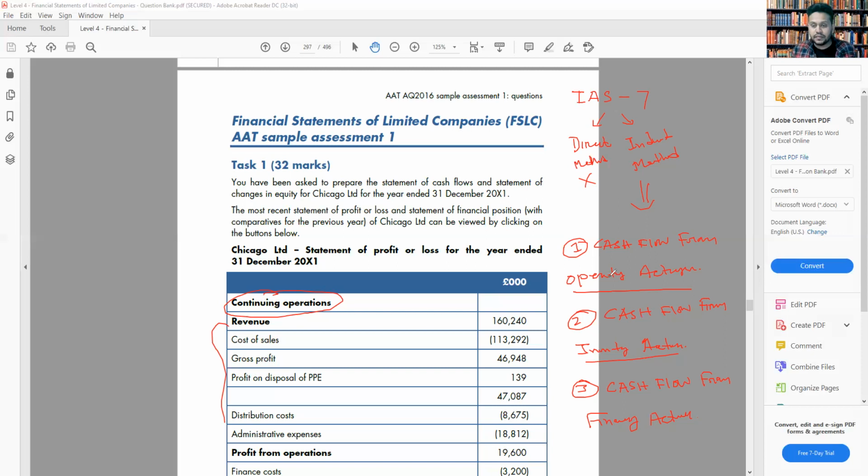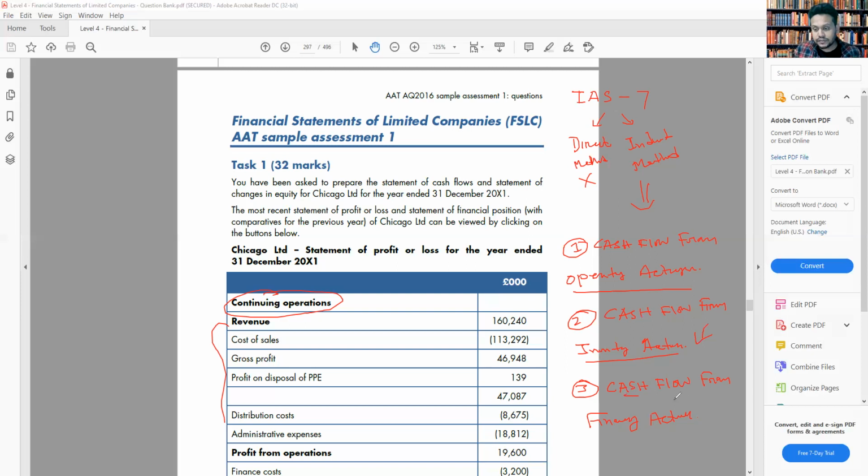Then if we have an investment outside of the company, if we receive any dividend, then it will also come under the investing activities. For example, I can invest some money in another company and I'll receive the dividend for that.